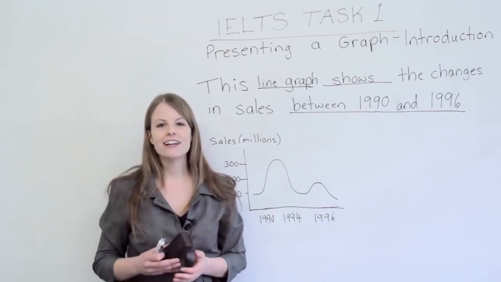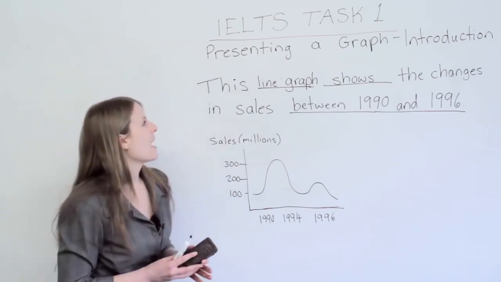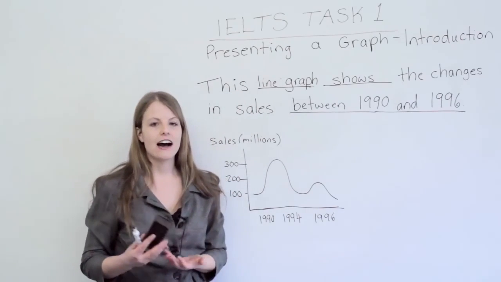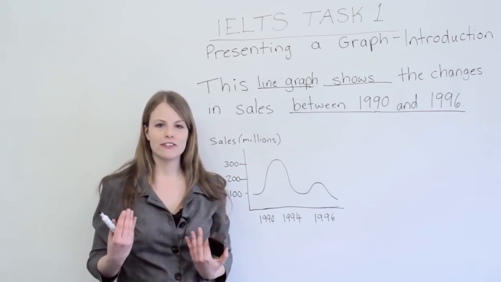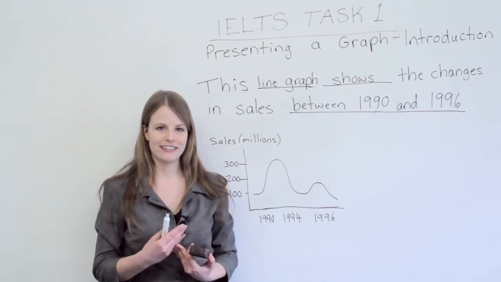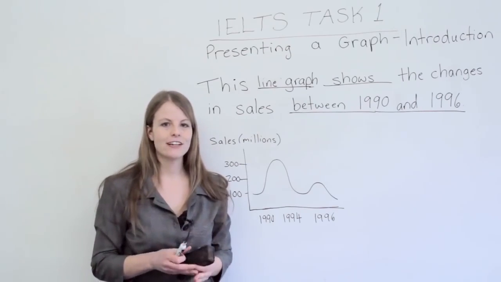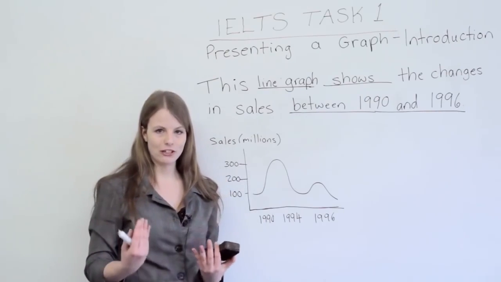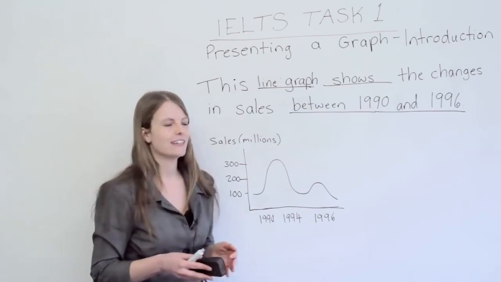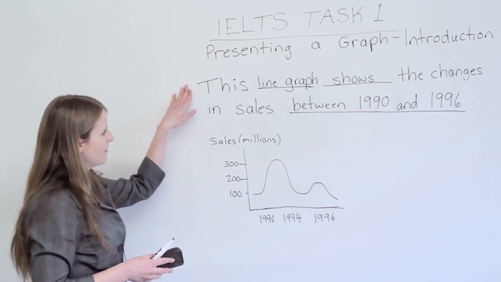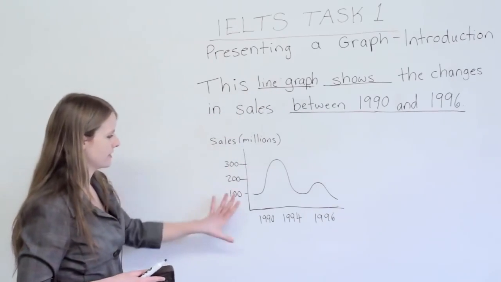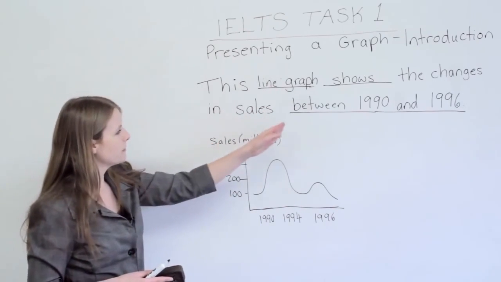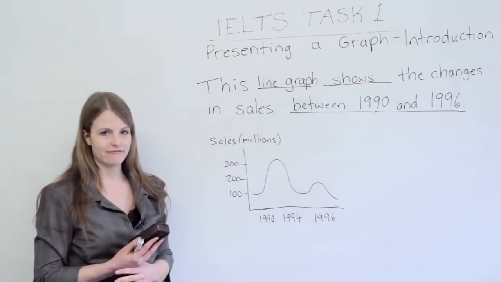It's very important. A lot of students, when they first see IELTS Task 1 in the academic version of the IELTS, get really nervous. They don't know how to start off what they're going to say. How do you start off describing a graph? So what I'm going to talk about now is an easy introductory sentence you can use in order to explain your graph. I have this sentence: this line graph, so here's an example again of a line graph, shows the changes in sales between 1990 and 1996.